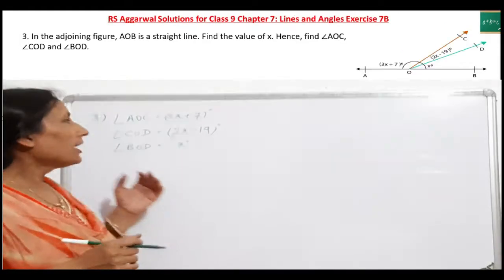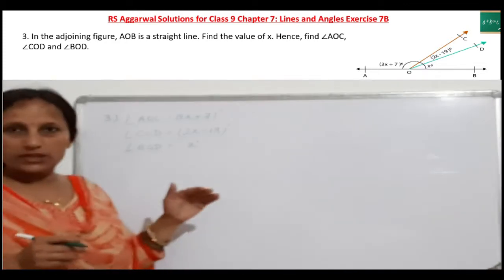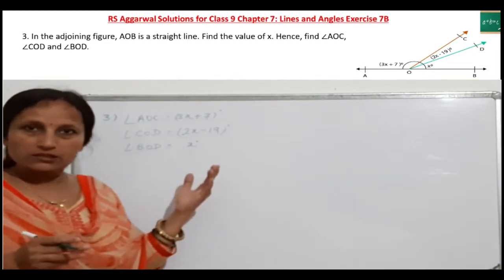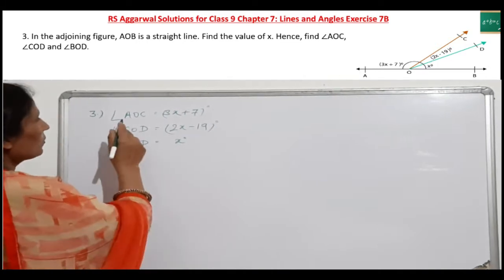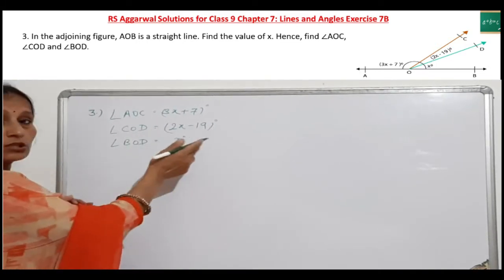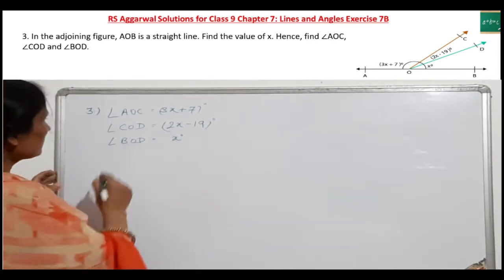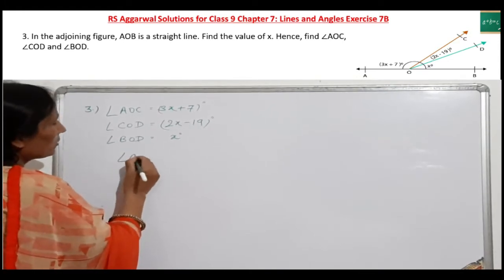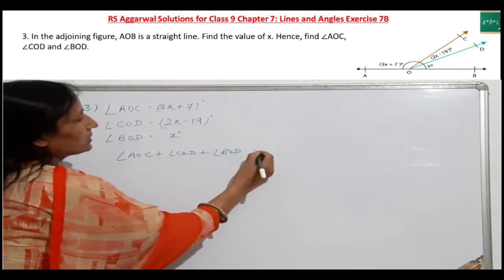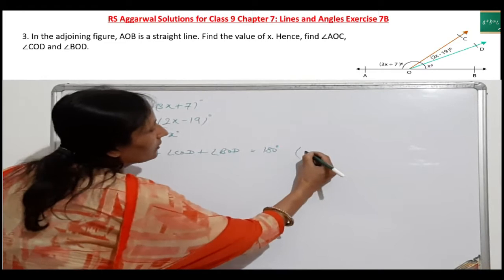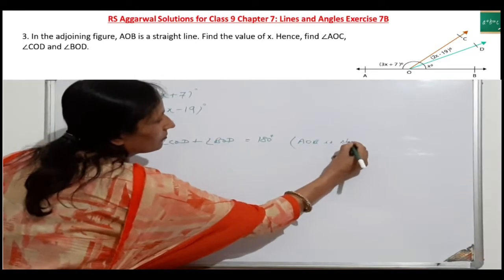Now question number 3. Again it is given in the question that line AOB is a straight line. So on a straight line, on one side, the sum of all angles will be 180 degree. So these three angles are on one side of the straight line. So angle AOC is 3x plus 7, COD is 2x minus 19, and BOD is x degree. Now first of all we have to find out the value of x. So we will add all the angles, plus angle BOD is equal to 180 degree. Here we can write line AOB is a straight line.